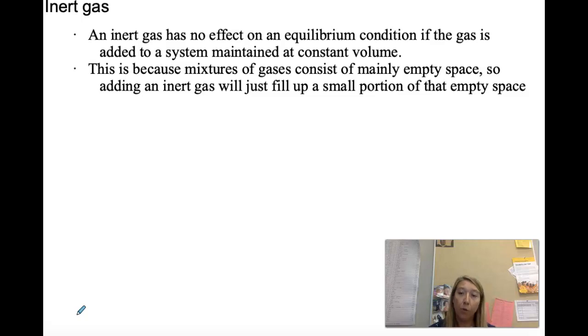So the four you really have to concern yourself with are concentration, temperature, pressure, and volume. The catalyst and the inert gas, all you literally need to know is that they don't change anything.